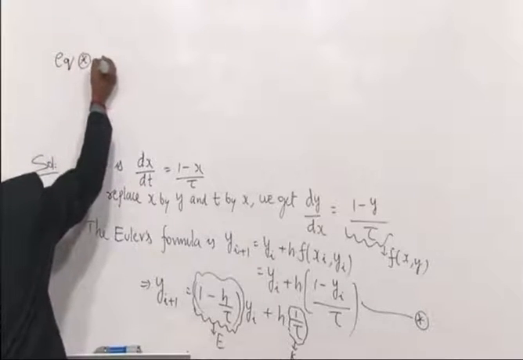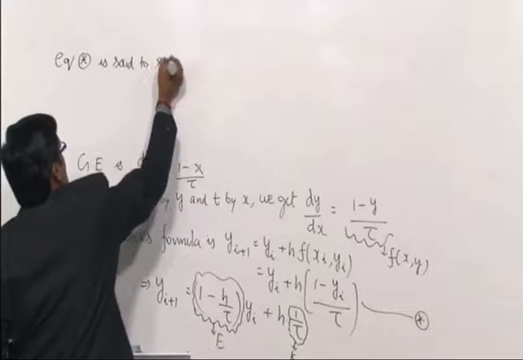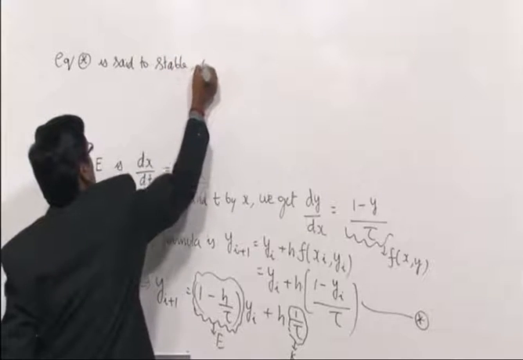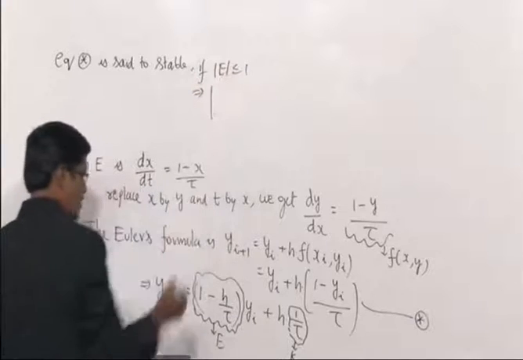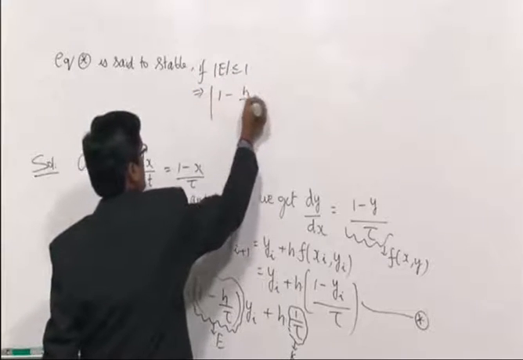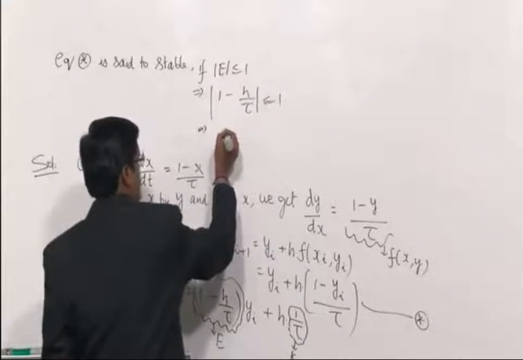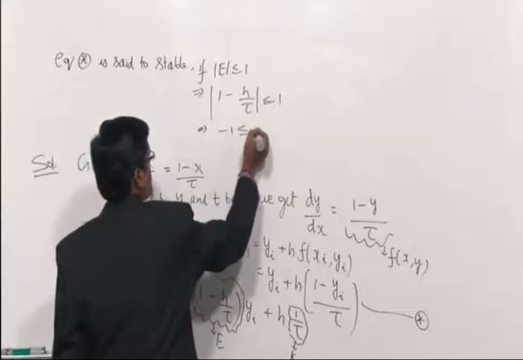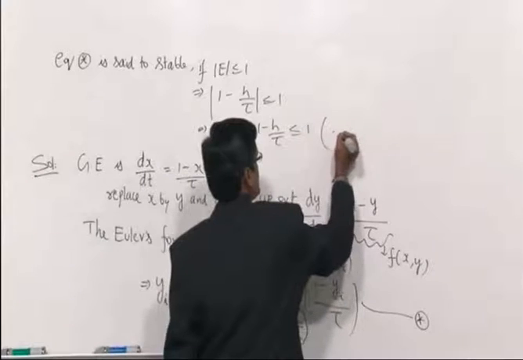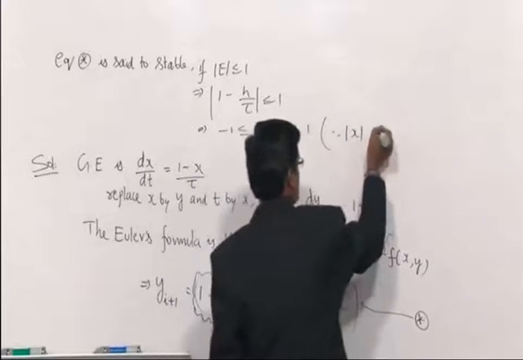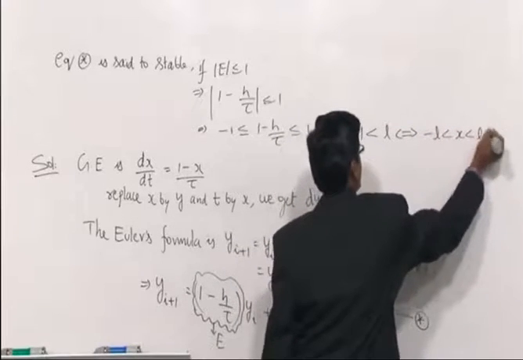Equation star is said to be stable if mod E less than or equal to 1. Implies what is mod E? 1 minus h by tau less than or equal to 1, and I have given this: mod x less than or equal to 1 means minus 1 less than or equal to 1 minus h by tau less than or equal to 1. Since in the continuity limits chapter I have given mod x less than L if and only if minus L less than x less than L.